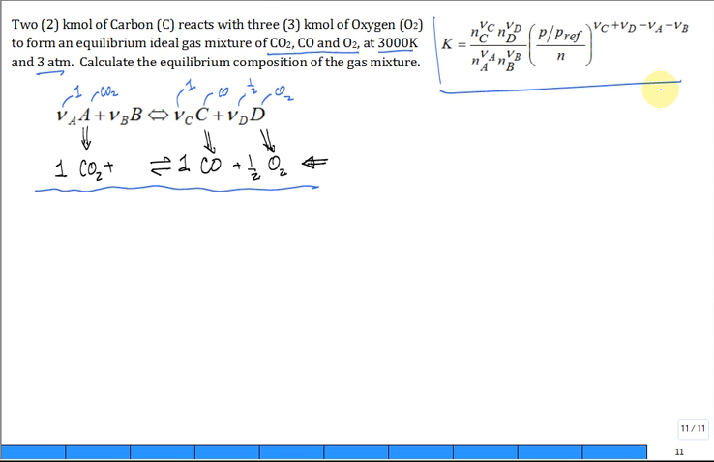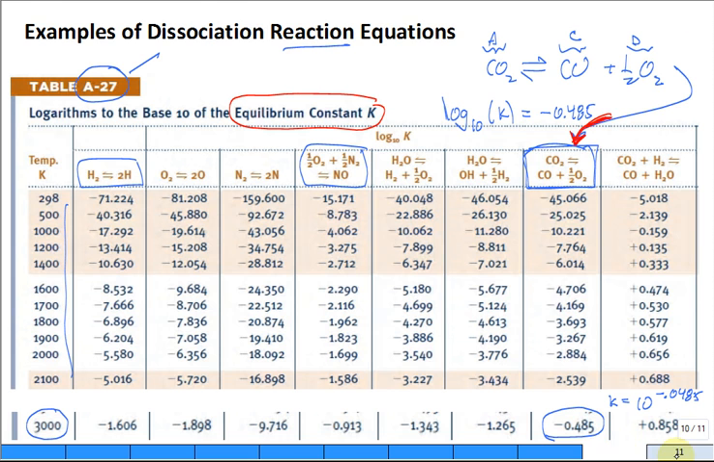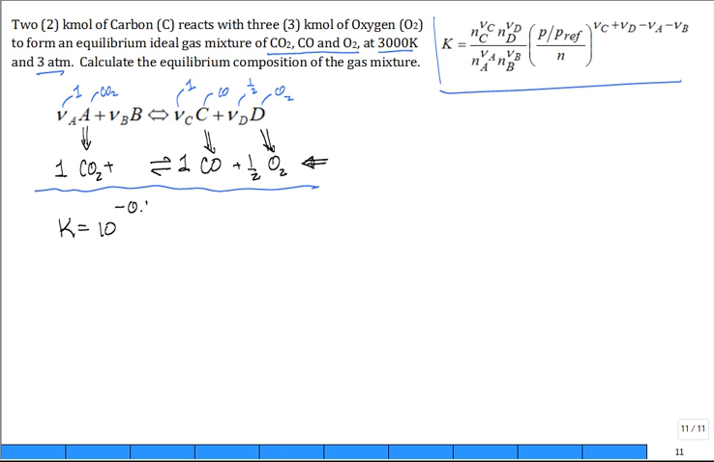So what I'm going to do is go to that table, and we already found what K was. It was 10 to the 0.485, right? So that's what K is. If you have a calculator, you can run it and you get a number for K. So that number is known on the left-hand side of our equilibrium equation.